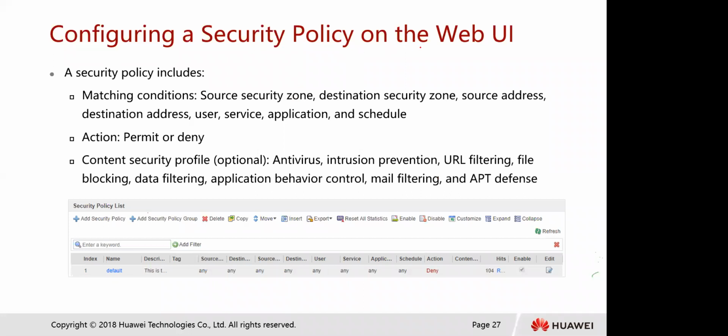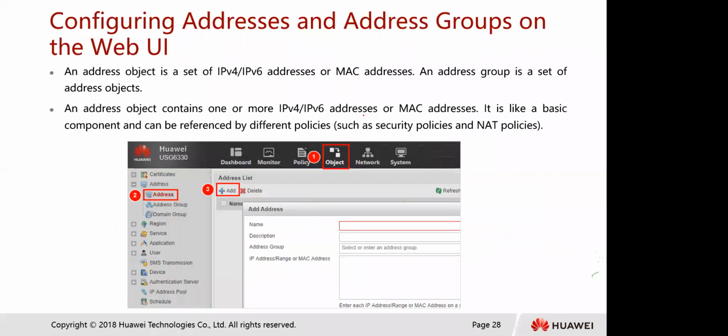Configuring a security policy on the web user interface. Security policy includes matching conditions. These conditions, or the different attributes you have already seen, if they match these attributes, you choose the action whether to permit or to deny. Okay, and the content security profile, this is optional. You look for the profile. Is it coming from antivirus, intrusion prevention, or filtering, file blocking, data filtering? You create a profile. And we shall be looking at that. So basically, those are some of the conditions, but we'll look at how we can configure them on the system.